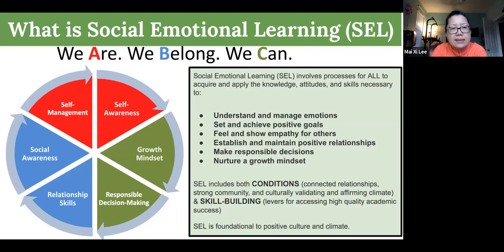So, what do we mean when we say SEL or social emotional learning in Sac City? What we say is that social emotional learning starts with adults, teachers, and parents who cultivate the conditions to create connected relationships, build strong community, and who validate and affirm the unique cultures and lived experiences of all, so that students feel a sense of belonging in every learning space.